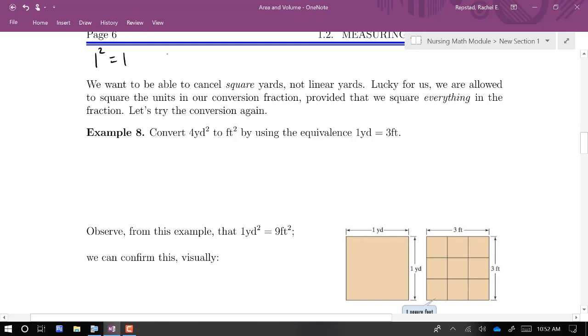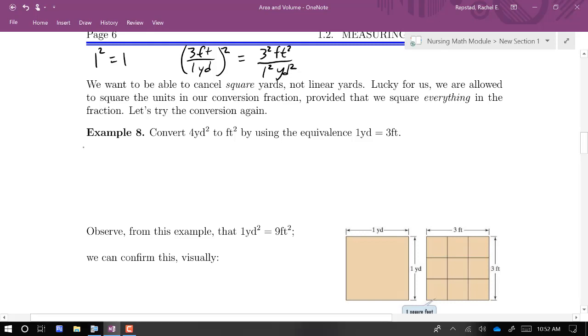They're these unit fractions. So that means that 3 feet over 1 yard is equal to 1, but it's also equal to 1 if I square it. And the way you square a fraction, as long as there's no addition or subtraction, is you square everything in it. So I'd have 3 squared feet squared over 1 squared yard squared. So this is how we can still use these linear equivalences to help us do a conversion with area.